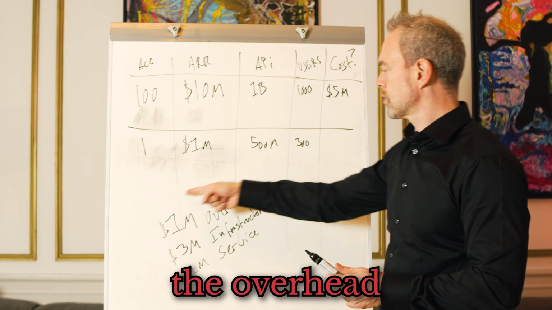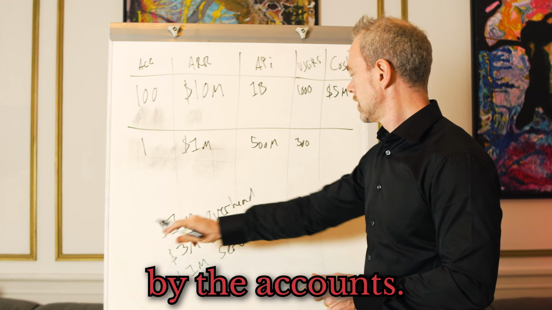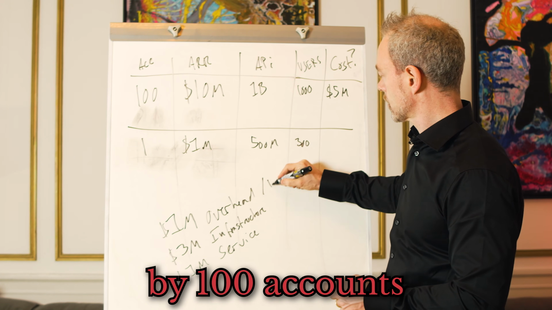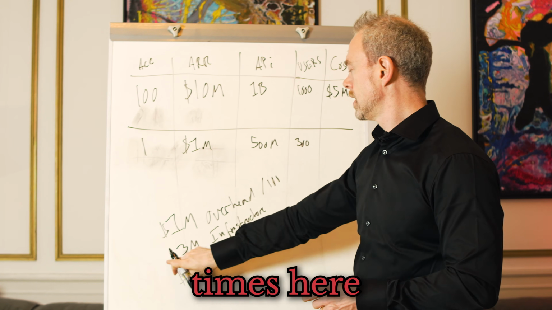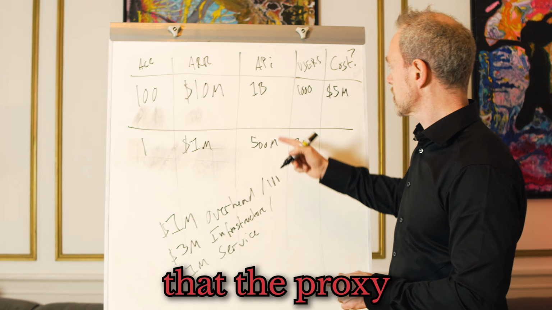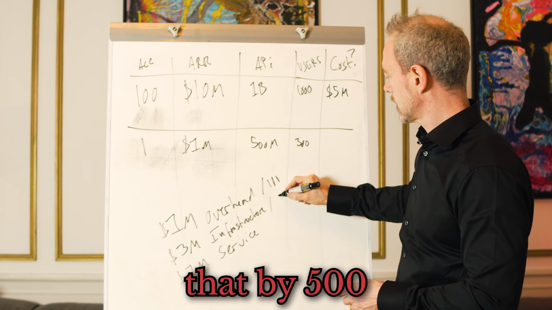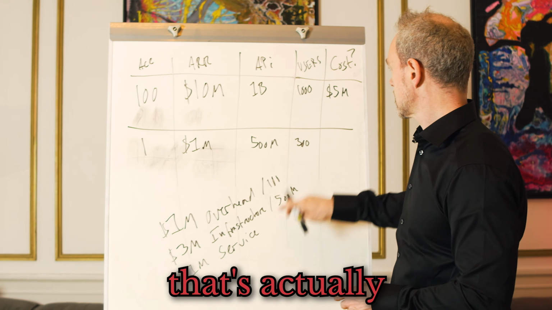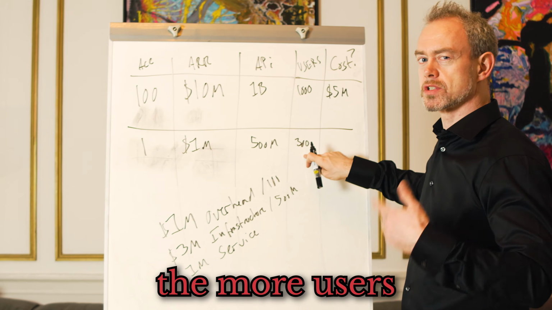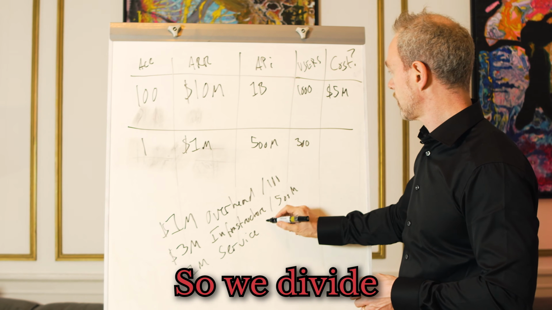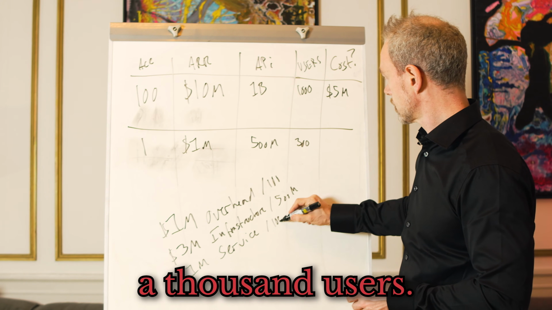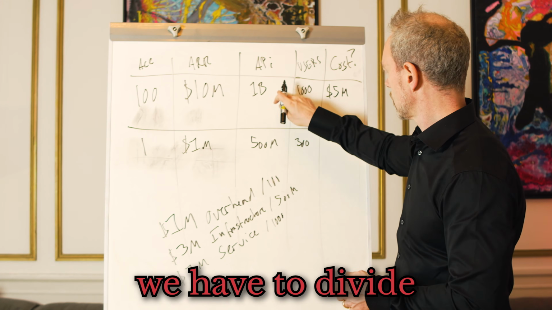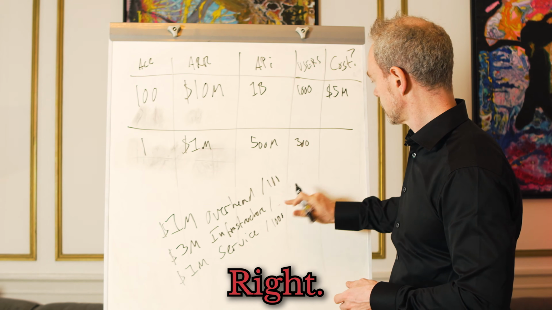Okay, so if we have a scenario like this and say, okay, these are the structures, then we would say, well, the overhead, that's driven by the accounts. So we have to divide this by 100 accounts because we had 100 accounts here. The infrastructure, let's say that the proxy is the API call, so we divide that by 500 million here. And then the services, that's actually what we say, well, usually the more users they have, the more service they require, so we divide that by 1,000 users. Oh, we have to divide that by 1 billion API calls, right?